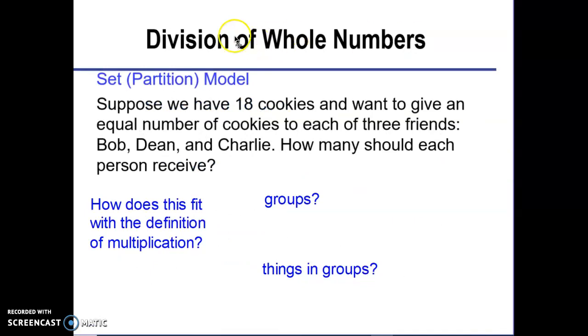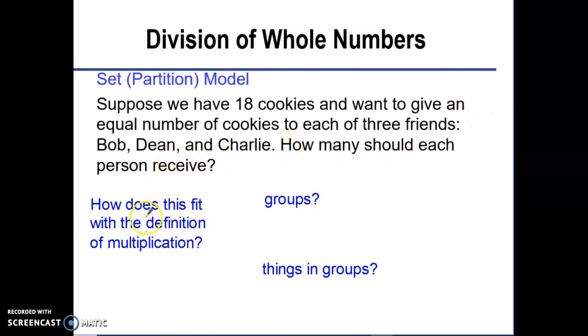Okay, so let's do some examples. First is our set or our partition model. That was the first type. So suppose we have 18 cookies and we want to give an equal number of cookies to each of our three friends, Bob, Dean, and Charlie. The question then, how many should each person receive?